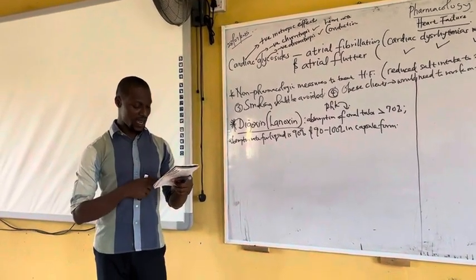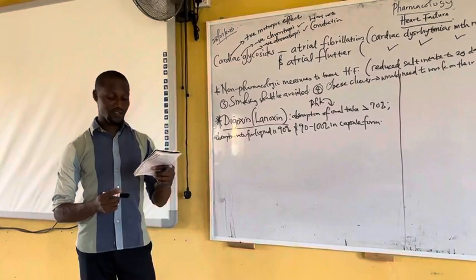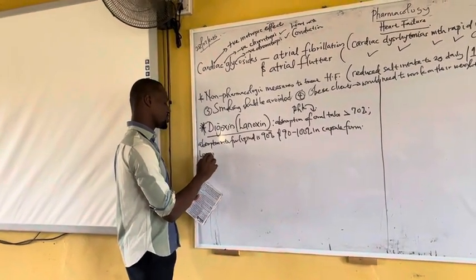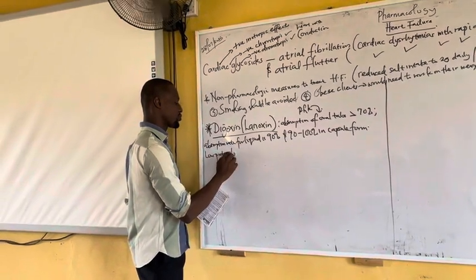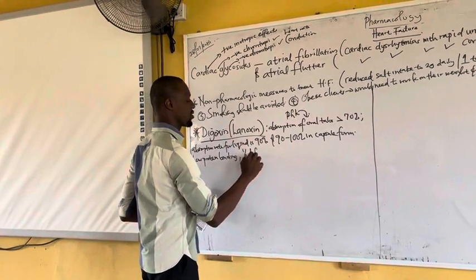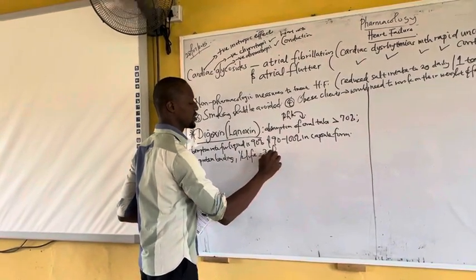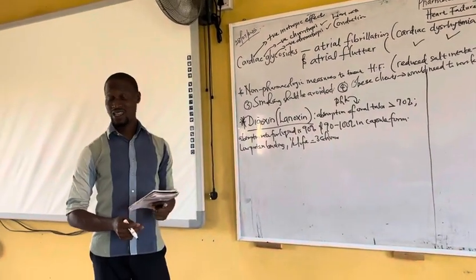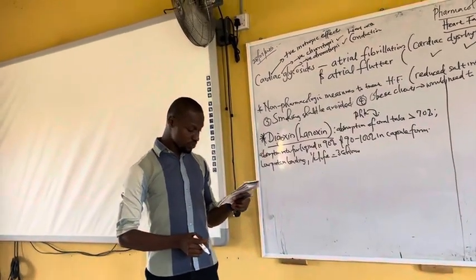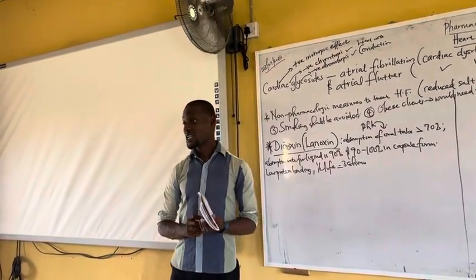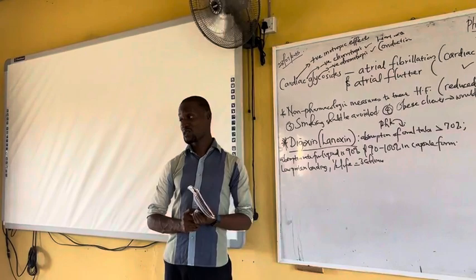So protein binding is low, half-life is 36 hours. So we have low protein binding, half-life is 36 hours. So this is more than a day. With this, if you give this drug every day, there can be bioaccumulation of drugs, drug accumulation. Do you understand?